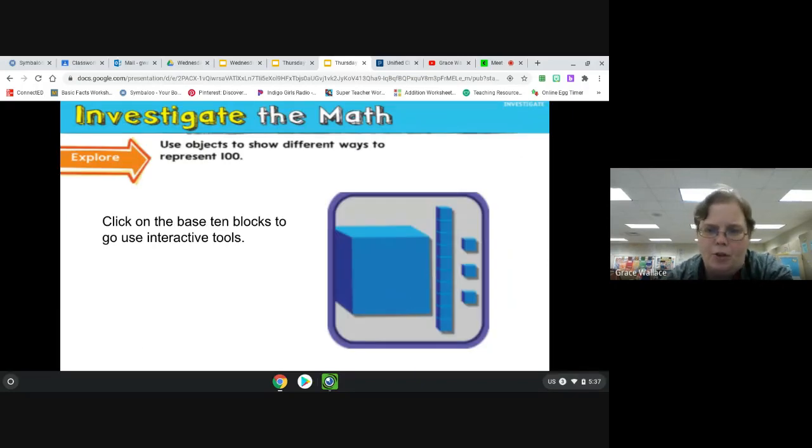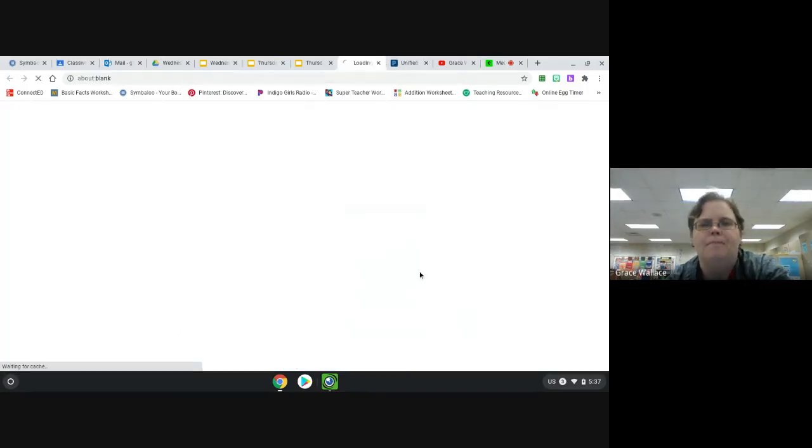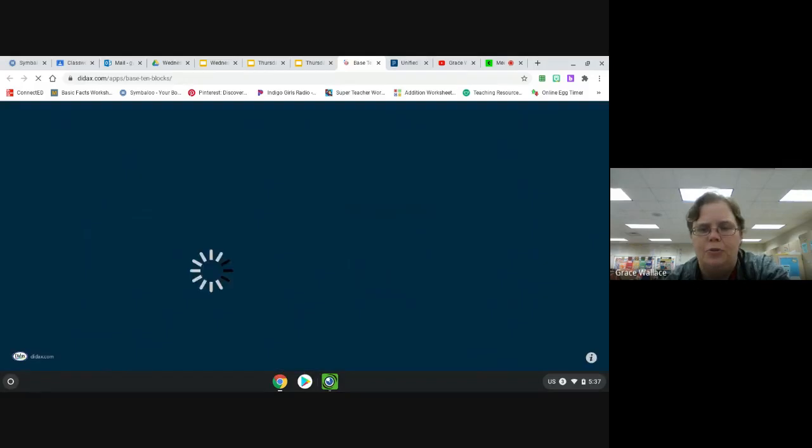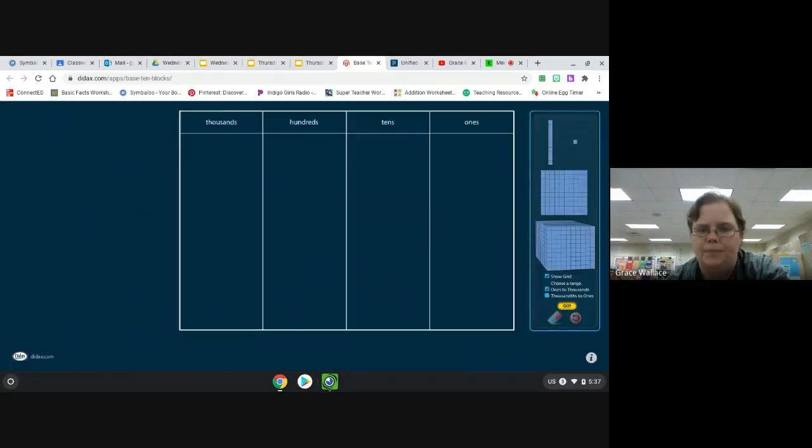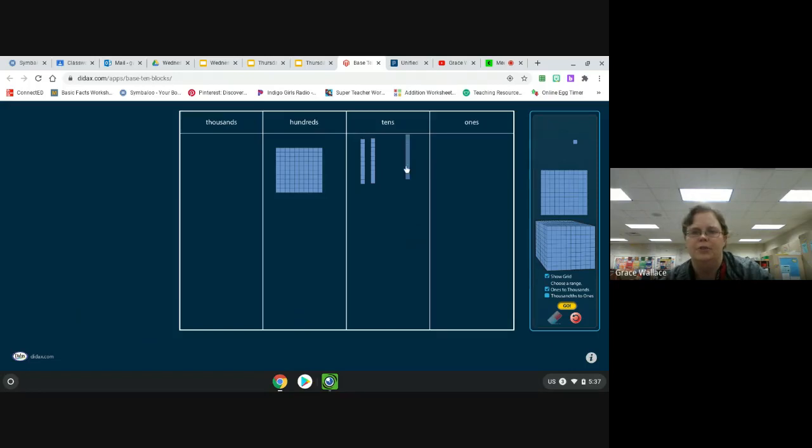Right now, you're going to click on the base 10 blocks to go use interactive tools. So I'm going to use this right here. And it's going to take me to some interactive tools. Okay, so here is 100. Is 100 the same thing as 10 tens? That is the question that I'm asking you.